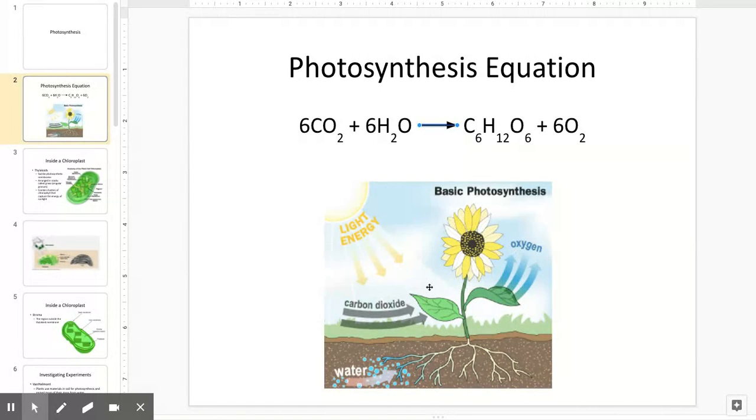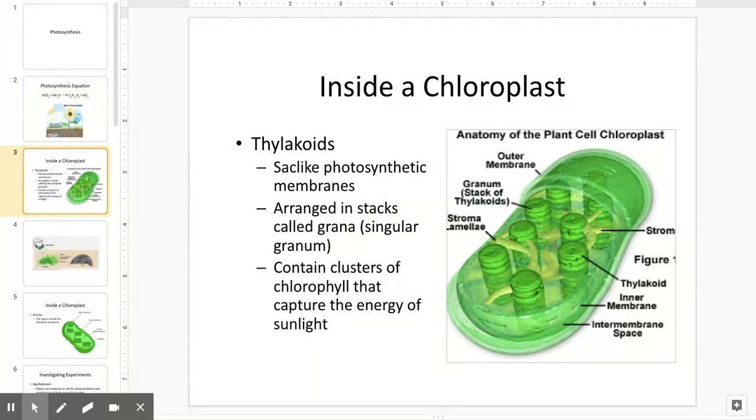Okay, and I say plants, and what I really mean are autotrophs. Autotrophs are organisms that use the sun's energy to make food. If we look inside the specific organelle called a chloroplast that's responsible for photosynthesis, we see that there's some anatomy that we need to review. Anatomy are basically just some parts of the chloroplast itself.